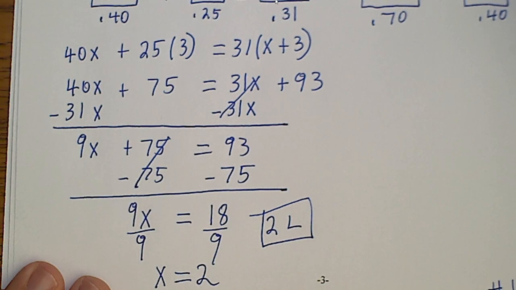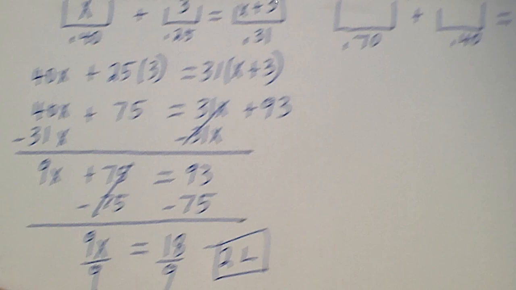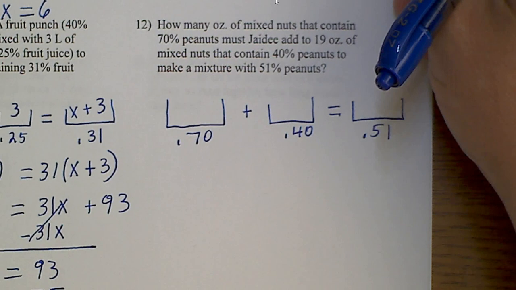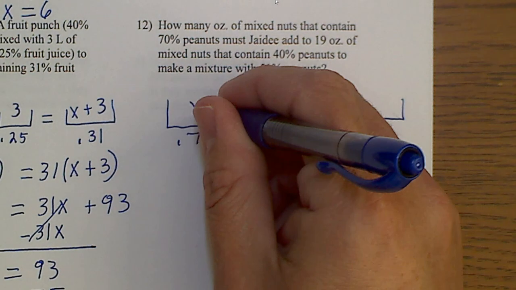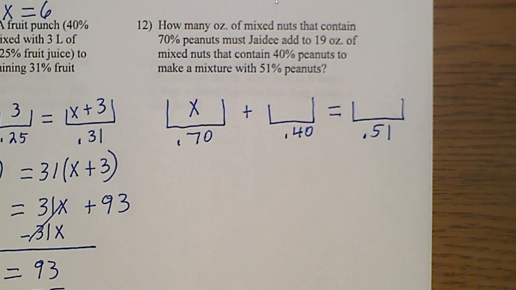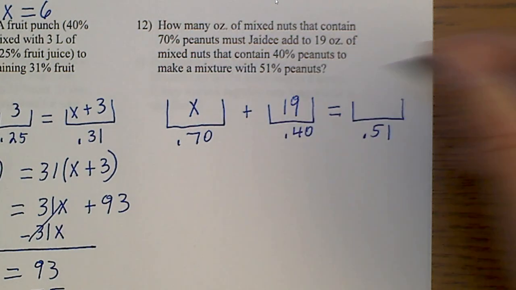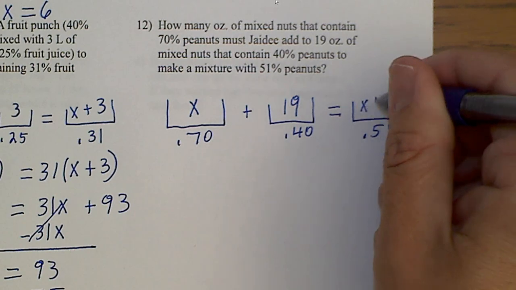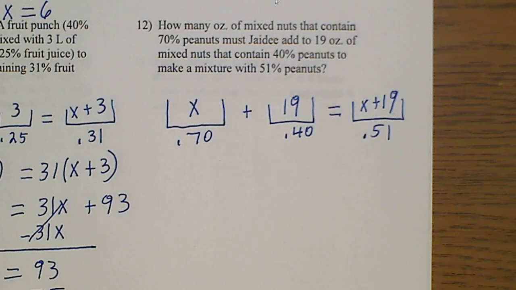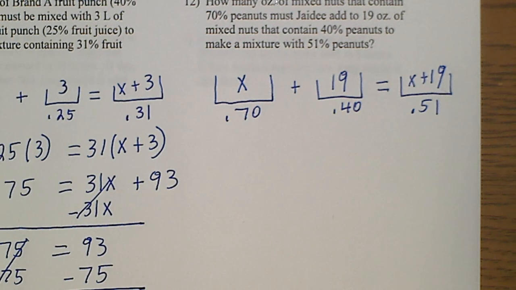All right, and let's take a look at this last one here. Back to the peanuts example. How many ounces of mixed nuts that contain 70% peanuts? Again, that's what they're asking. So X amount is going in there. Must JD add to 19 ounces? So she put 19 ounces in at 40%, and both of those combined will be 51%. So there's our initial setup there with the containers.